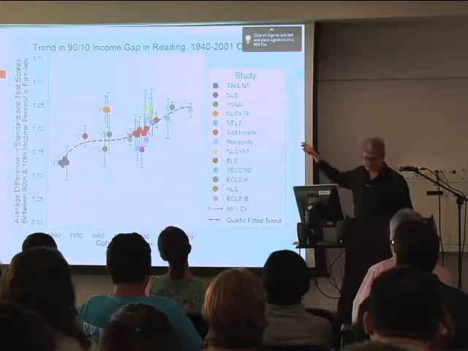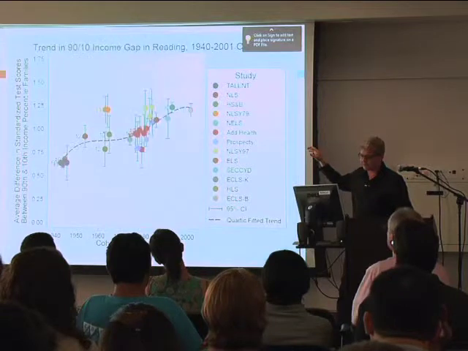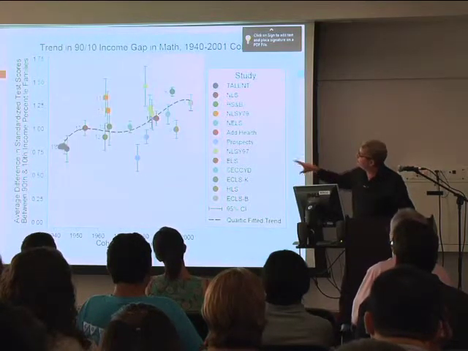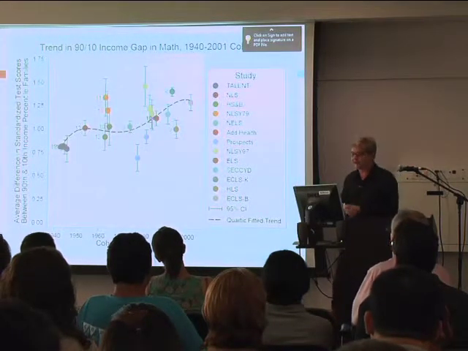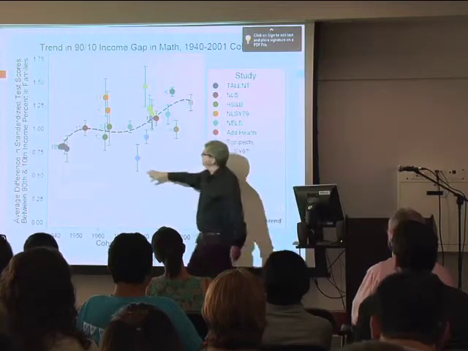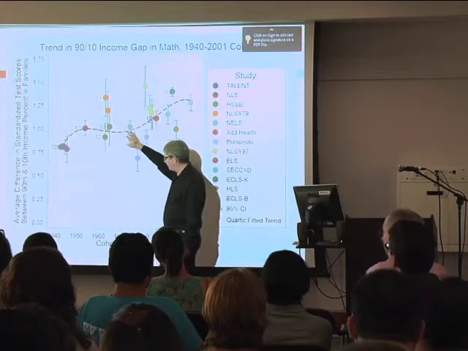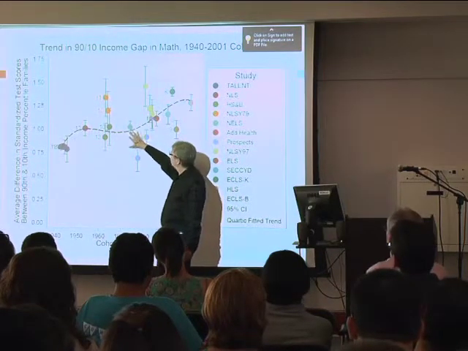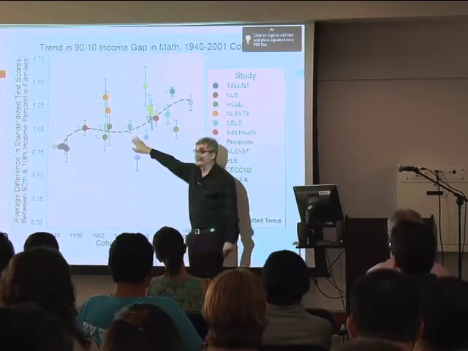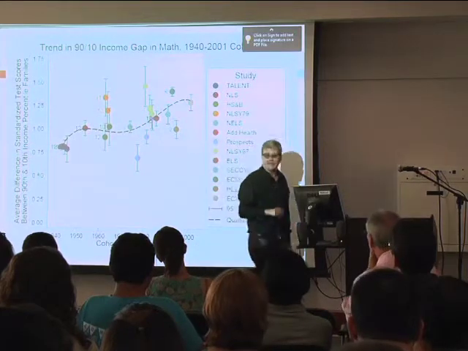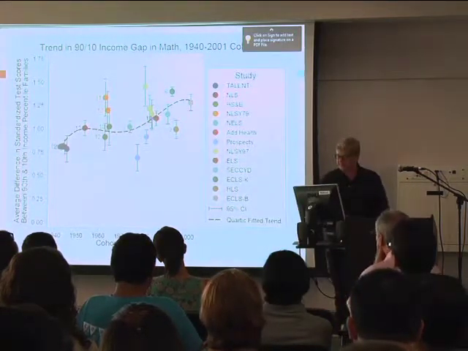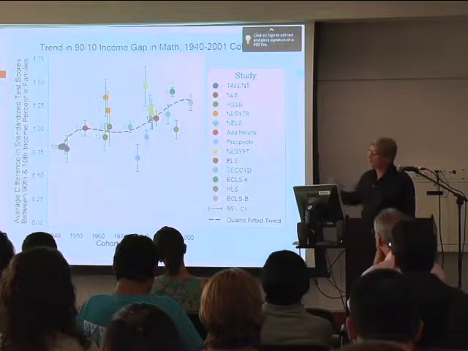So I'm going to show you the picture. This is for reading, and this is for math. You can see that both for reading and math, we see the same sort of trend. The gaps were pretty flat for kids born in the 50s, 60s, and 70s, and then started to go up sometime for cohorts of kids born in the mid-70s until 2000 or so, pretty sizably.